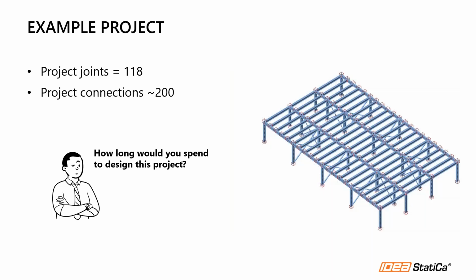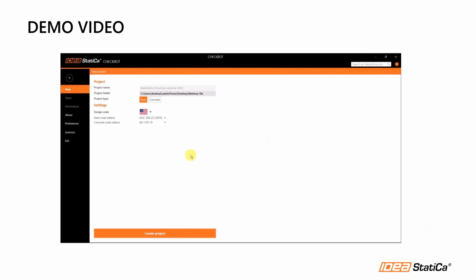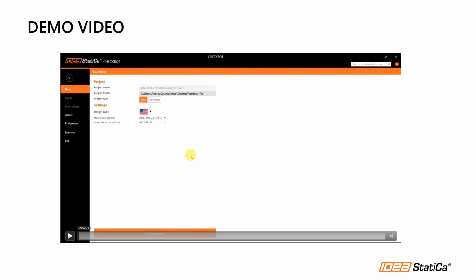No problem. So we'll start with a quick demo showing you the possibilities that Checkbot can offer by using this workflow. As mentioned, you can start with any software and integrate with our plugins. These plugins are available either on our website or directly within the desktop application. For this demo, we're starting with STAAD.Pro, but once it gets into Checkbot, the workflow will be the same no matter where you started. So let's get started with the demo video.